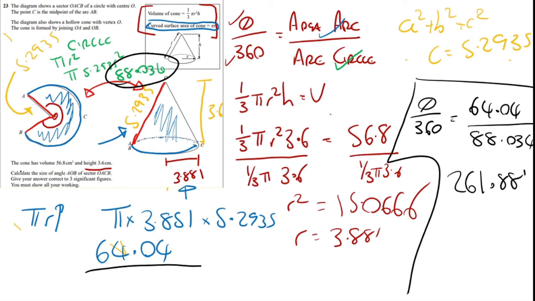It says three significant figures. So it's 1, 2, 3, which is 262 degrees. Now, because there's a lot of calculations here, there was a lot of rounding here. So if you got roughly about that answer, you're going to be right.